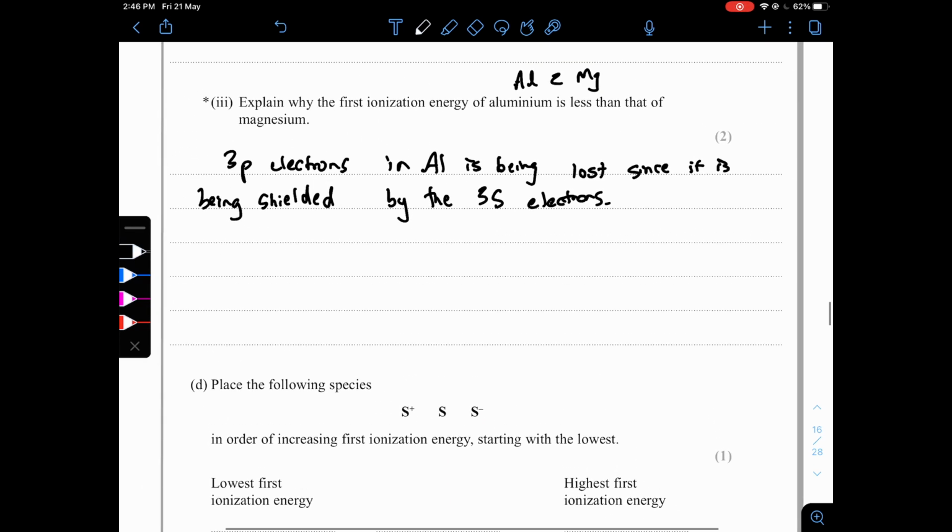Next question we have, so the first point here is 3p, we talk about the 3p electron being lost. And then the second point is that it's being shielded by the 3s electrons. So the 3s electrons have higher energy, so they're further away from the nucleus. So this subshell is further away from the nucleus.